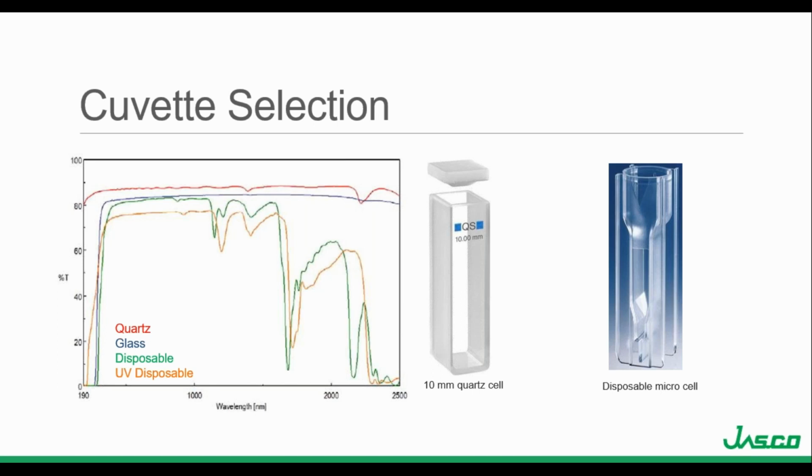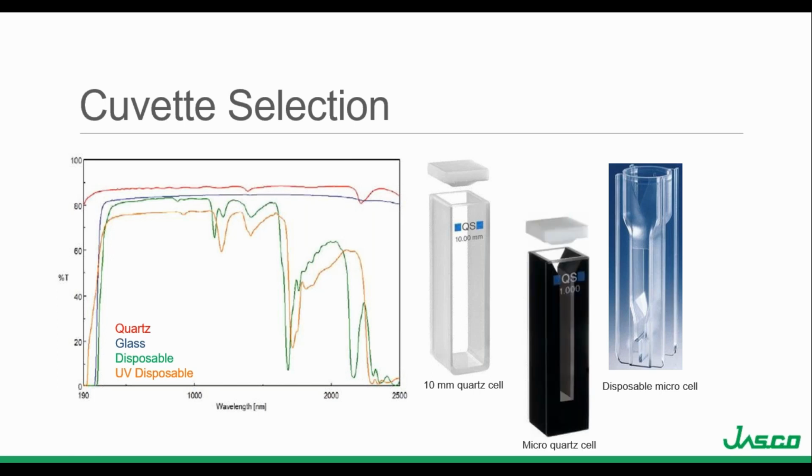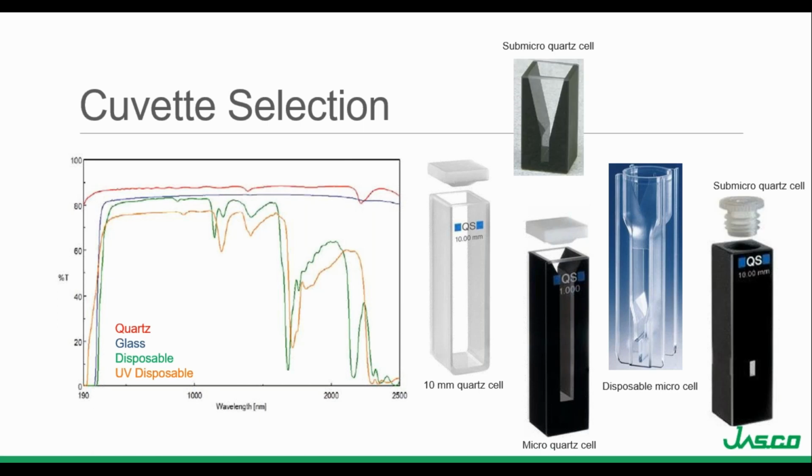So macro cells, the cuvette here on the left, typically require 1.5 to 4 milliliters of sample. Micro cells require 250 to 1,000 microliters of sample, and here the two middle cuvettes have walls that are tapered to accommodate smaller sample volumes. Submicro cells can hold 10 to 250 microliters. However, all these volumes that I just mentioned are going to change with the path length of the cell. So these are all 1 centimeter path length cuvettes. The longer the path length, the more volume is going to be required.